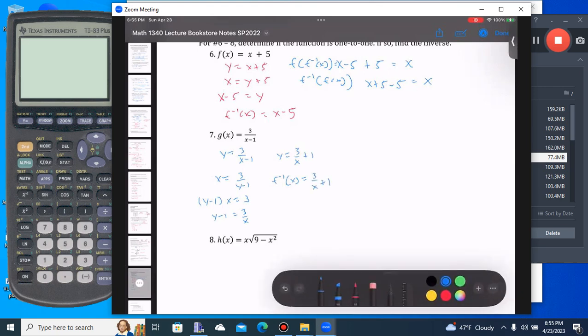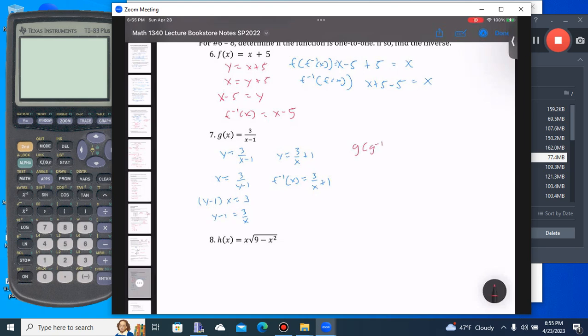Okay, we want to check it. We can do g of g inverse of x, which would be 3 over 3 over x plus 1 minus 1. So this would be 3 over 3 over x, which is going to be x.